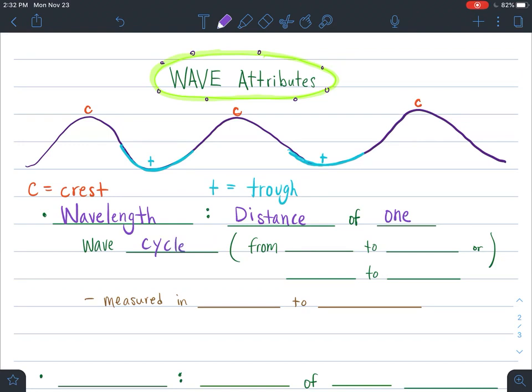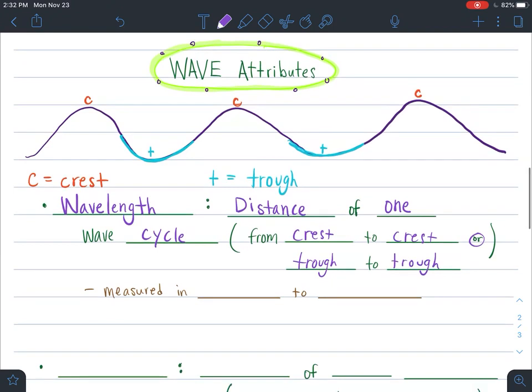Oh, good question. What is a wave cycle? Well, a wave cycle goes from crest to crest, because that's one complete cycle, or from trough to trough. Either one you want to look at is appropriate. So we're going to list both of those as one wave cycle: either from crest to crest or from trough to trough.